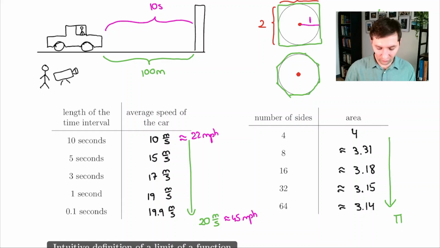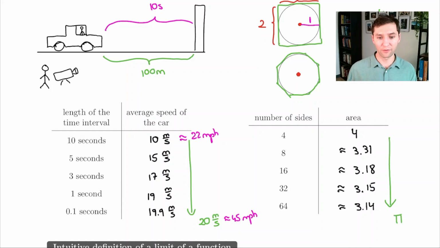So in these two cases, a limit of a sequence had a real-life meaning. 20 meant that the car drove into the wall at the speed of 20 meters per second. Pi means that the area of a circle is pi.